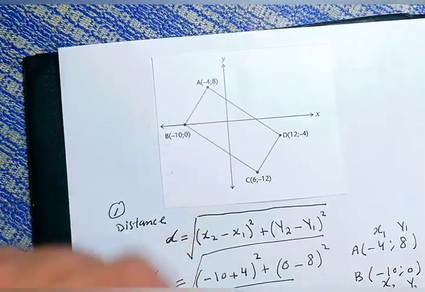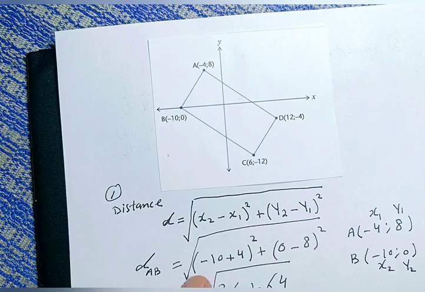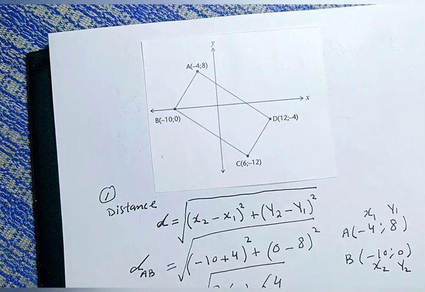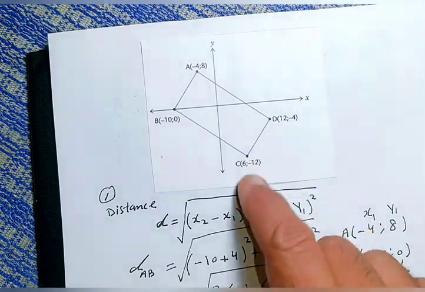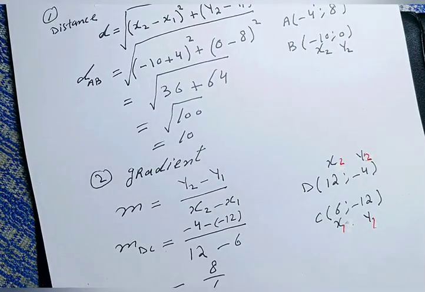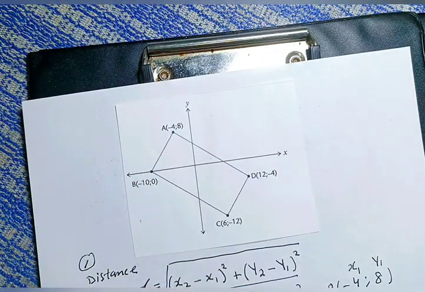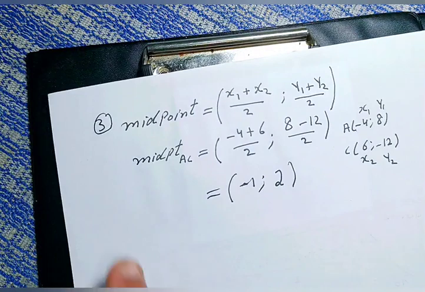I'm going to recap quickly. To find the distance between A and B, we use the distance formula, and this is the answer. To find the gradient between D and C, I use the gradient formula, and there is the gradient. To find the midpoint between A and C, I use the midpoint formula.